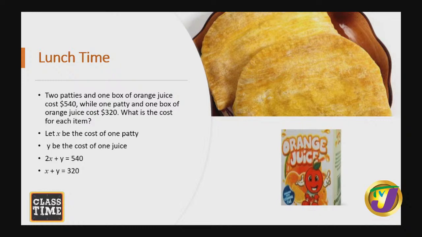And you bought one patty and a box of orange juice and you paid $320. So that's X plus Y equal to $320. And we're emphasizing that X and Y in this situation have to do with the cost of each item. So one patty costs X, represented by X, and one box of orange juice, the cost of it, is represented by Y.